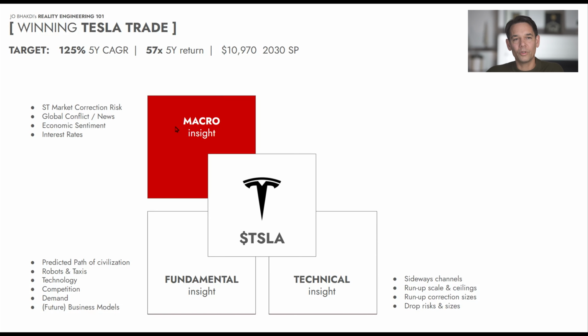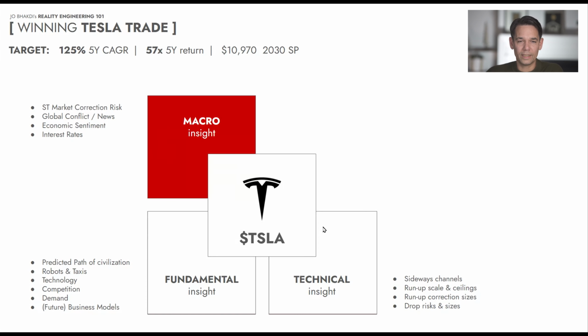So macro, you need to watch the markets. You have to understand the political situation. You have to understand general market correction risk. You have to also understand technicals of the market. For example, in Q1 2025, there's a very significant chance we just see a pullback of the markets. I don't know how high exactly, maybe 40%, 50%.